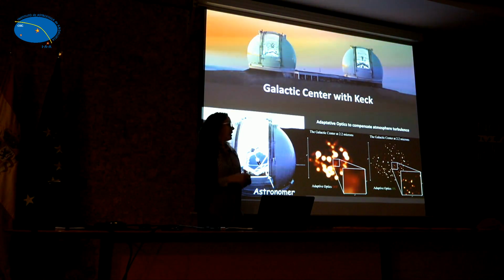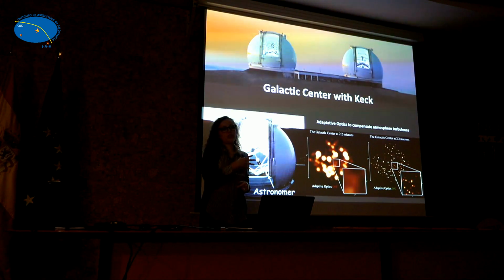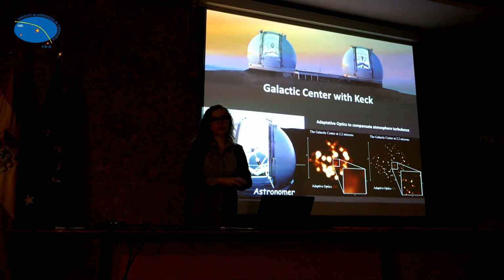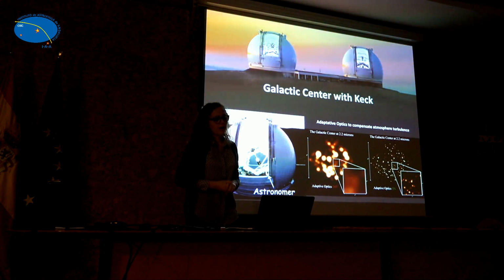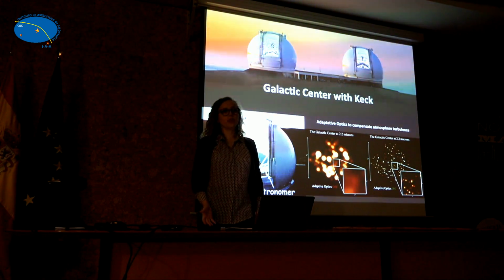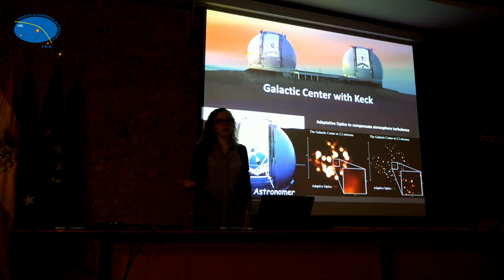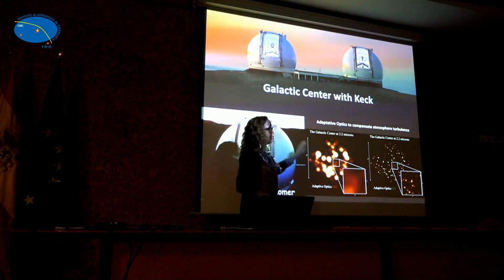A very nice way to do it is using the Keck Observatory, and this is the observatory from where all the data we presented to you today is coming from. It's in Hawaii, it's a 10-meter telescope, and of course to observe the galactic center you need very high resolution. Since you are on Earth, you need to compensate for the effect of the atmosphere, and thus use adaptive optics.